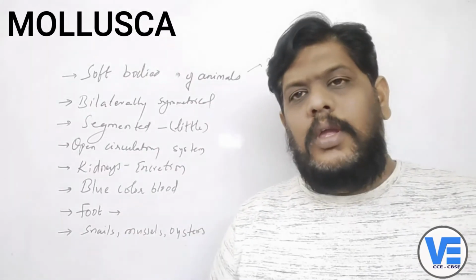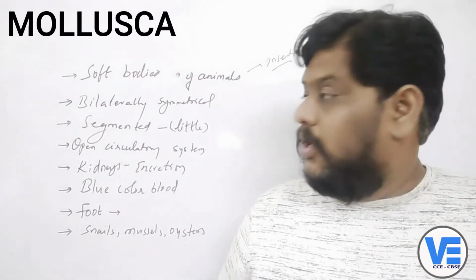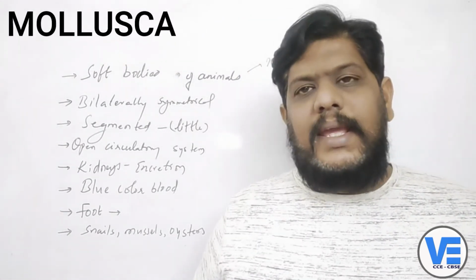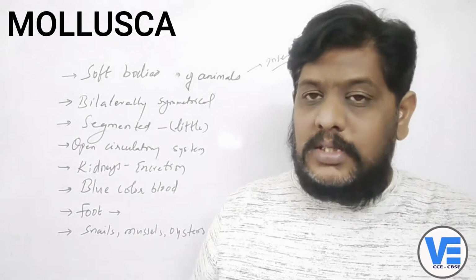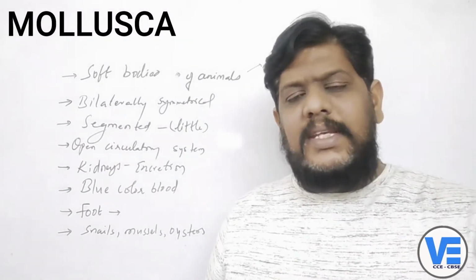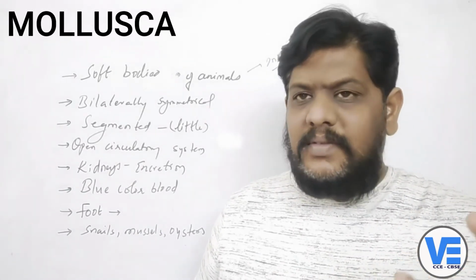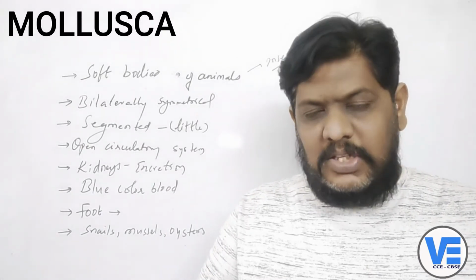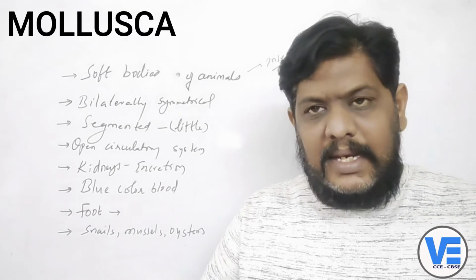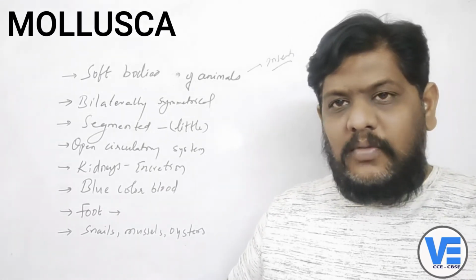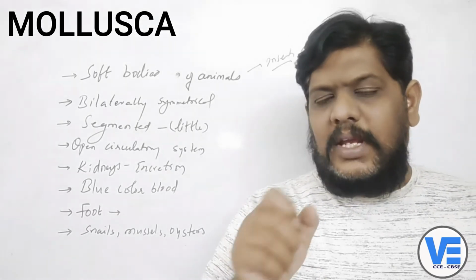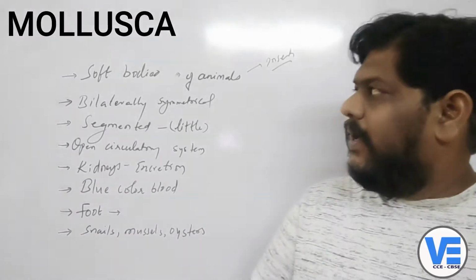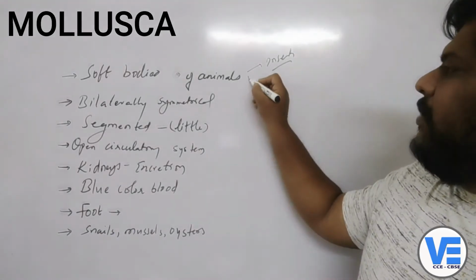Right, children, now we'll talk about the phylum Mollusca. If you see the mollusca, the best example you can take is a snail, oyster, mussels. Now, if you have seen a snail, it has a very soft body, isn't it? If you have touched a snail, or if you have seen the snail coming out of a shell and walking, if you touch it, that will be very, very soft. So that's why these are the soft bodied animals.